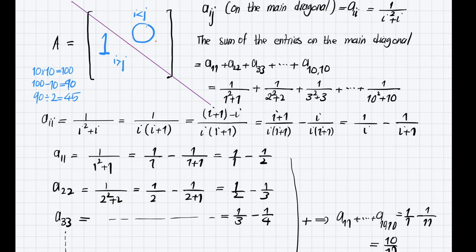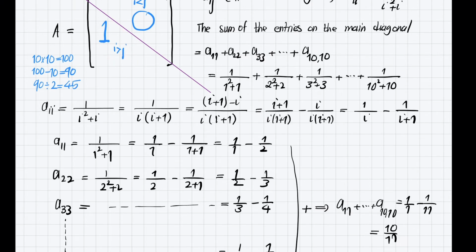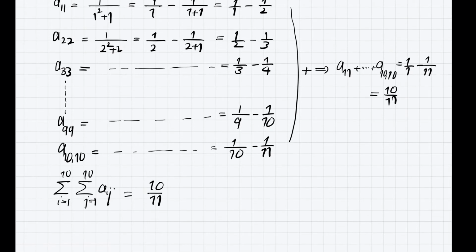So the 45 zeros give me the sum equal to 0. 45 ones give me the sum of 45. So then I need to add 45 times 1 plus 45 times 0. So the answer is 45 and 10 over 11. So that would be the answer to this problem.